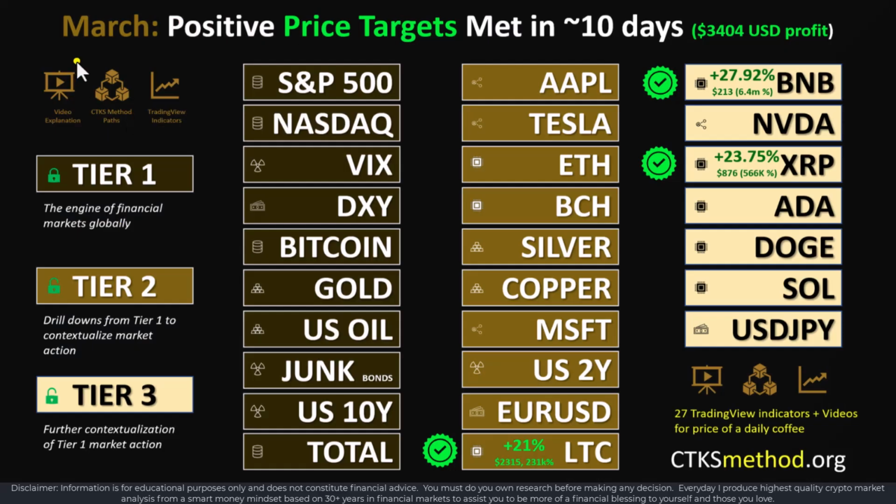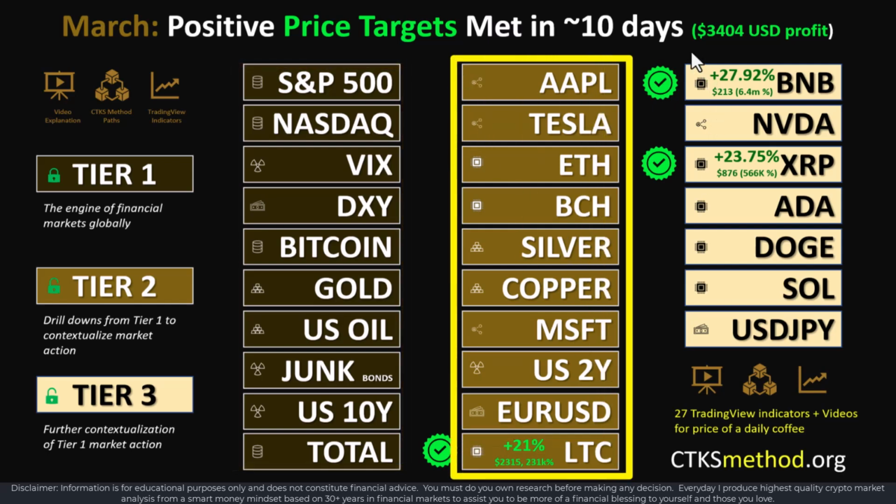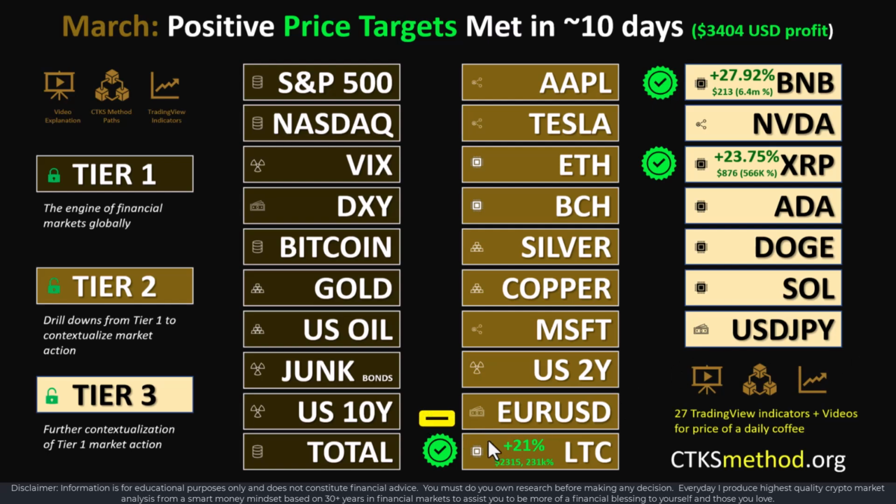One of the most effective ways to do risk management is to create CTKS method paths: an up case, a down case, and a neutral case. Each month I create a video that goes through the up case, the down case, as well as a trading view indicator on the tier 1 charts as well as the tier 2 charts and the tier 3 charts. We have already seen Litecoin, BNB and XRP hit their upper boundary price targets. If you know where the structural levels are, you're going to do really well.